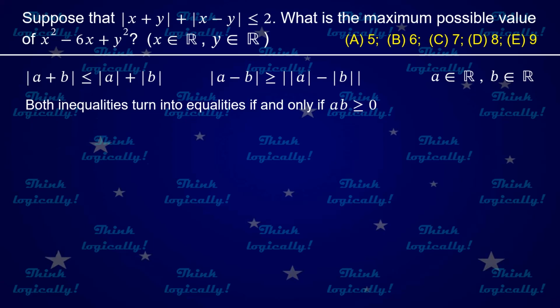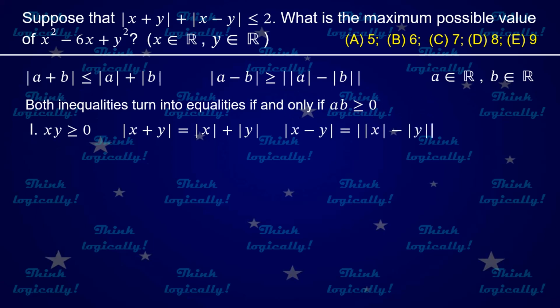Therefore, if xy is non-negative, we can just replace the absolute value of x plus y with the sum of absolute values, and the absolute value of x minus y with a non-negative difference of absolute values. By adding up these equalities, we get another expression for the left-hand side of the given inequality.